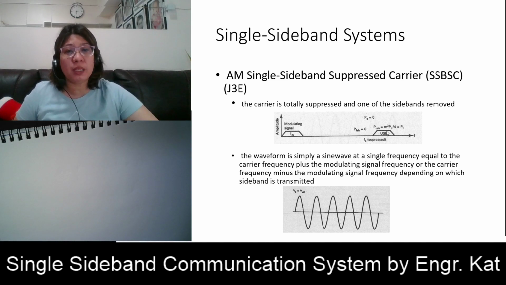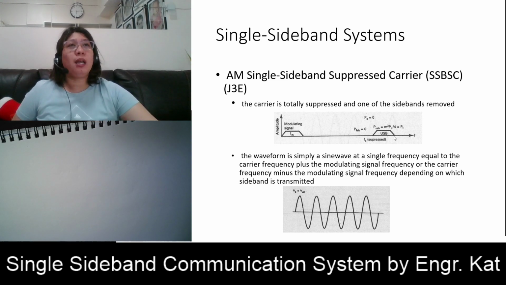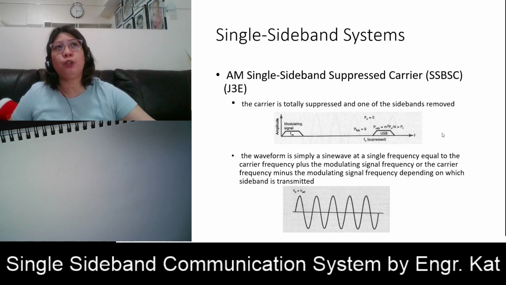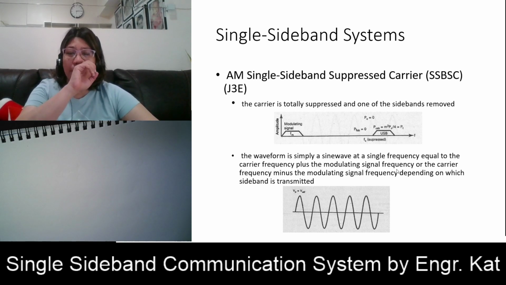Therefore, the total transmitted power is equivalent to m squared multiplied by the carrier power divided by 4. Okay, so this requires half as much bandwidth and considerably less transmitted power. Okay, so we can see the frequency spectrum and relative power distribution for the single sideband suppressed carrier in this figure. Okay, so this figure is the waveform, which is simply a sine wave. Okay, so we don't have an envelope for a single sideband suppressed carrier.